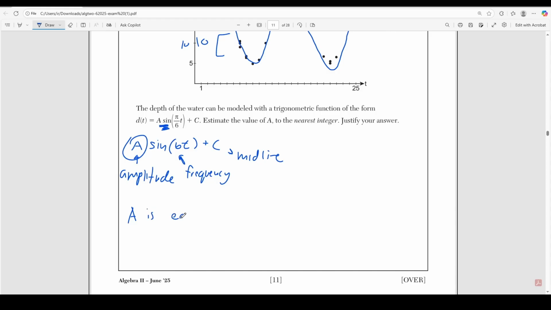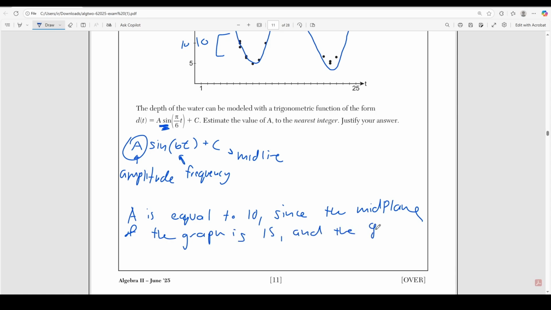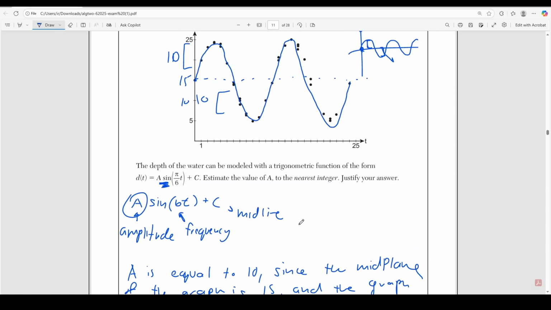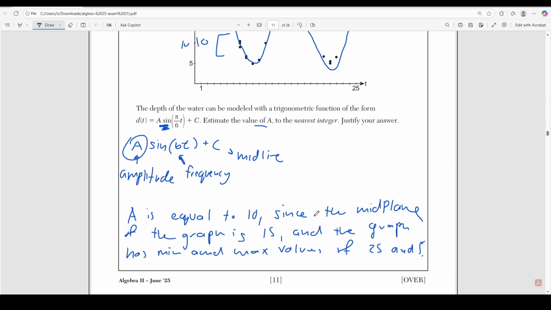So we can say that A is equal to 10, since the midplane of the graph is 15, and the graph has minimum and maximum values of 25 and 5, right? So A has to equal 10. We estimated the value of A.